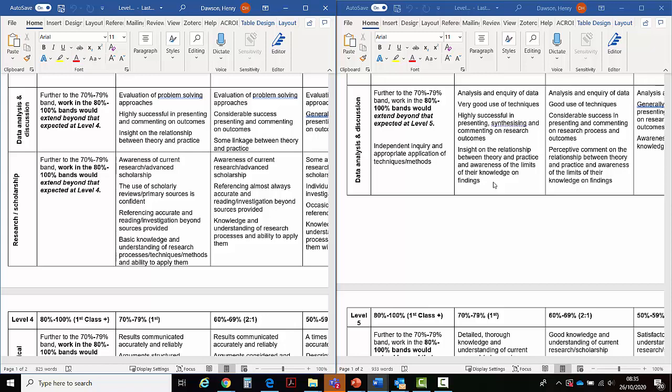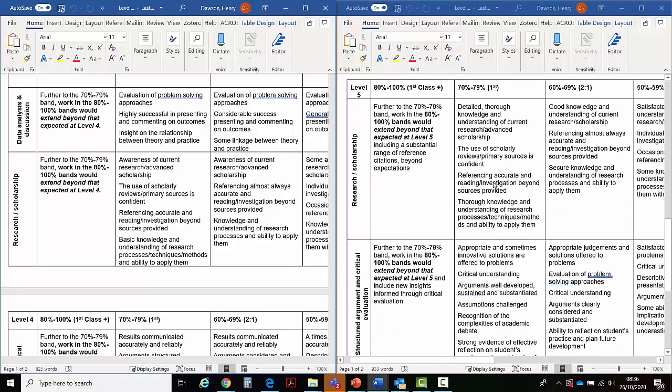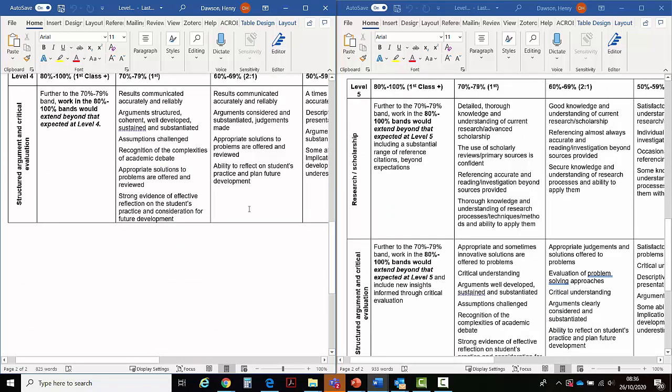Insight into the relationship between theory and practice and awareness of the limits of their knowledge on findings. And so there's more of this reflective element in there, but also a requirement for them to have a fairly systematic understanding of what they're doing in order to understand where their knowledge ends. And this also should then go on to, if they're aware of the limits of their knowledge, they can make conclusions based on the awareness of that knowledge, but they can identify where they need to further their knowledge and skills.